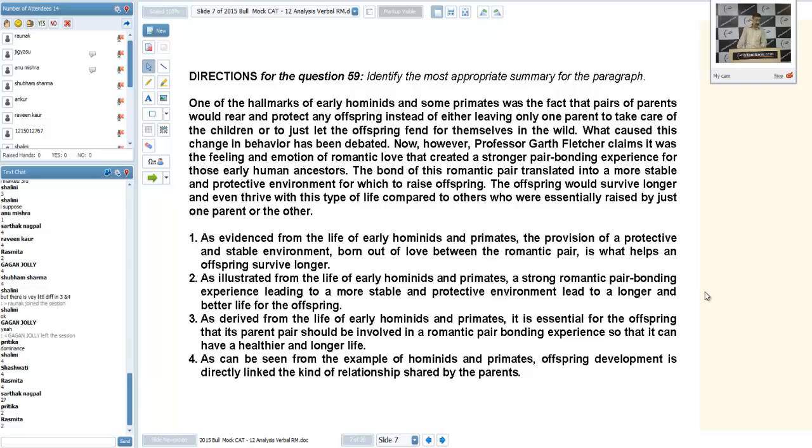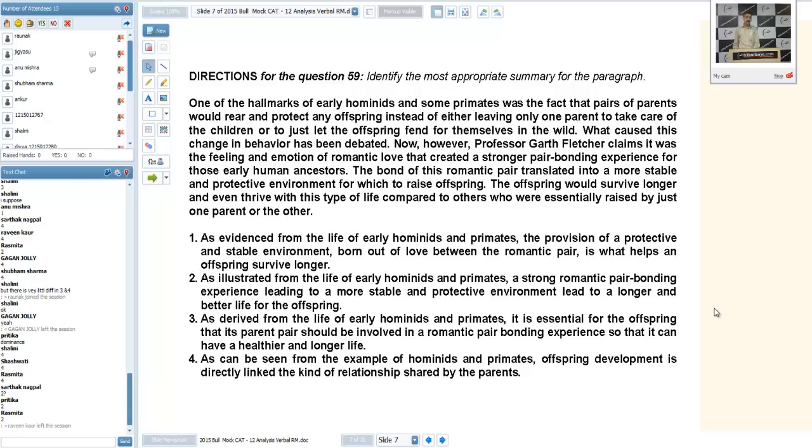Yes, Pritika, Rashmita, Sarthak, yes, second is the right answer. As illustrated from the early, as shown evidence clearly coming from strong romantic pair bonding. So fourth is also very funny. As seen came from the example of when primate offspring development is directly linked to the kind of relationship shared by the parents. So it is kind of, we are just touching superficially and coming out. Fourth is not entirely wrong. It is just superficially touching. We're not getting deep into this question and we're not picking up the main idea. So second is the answer.